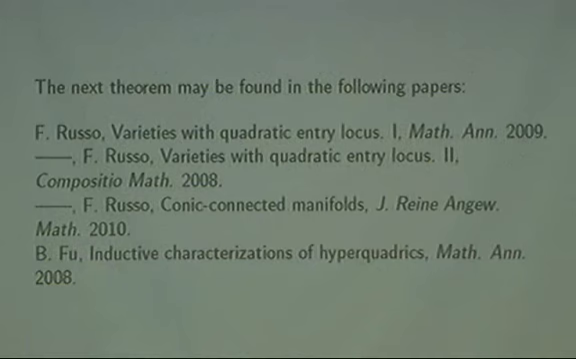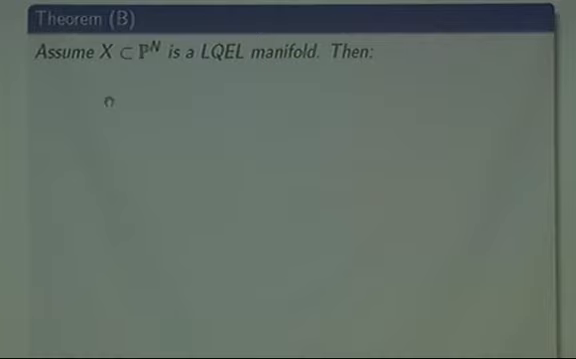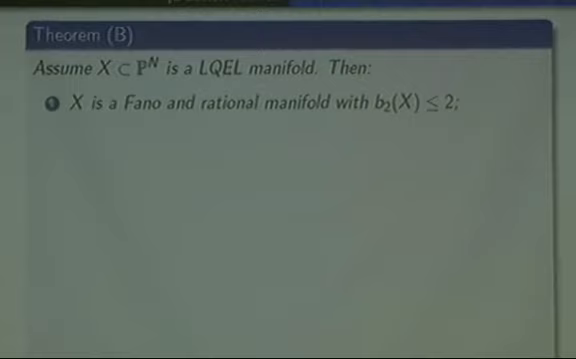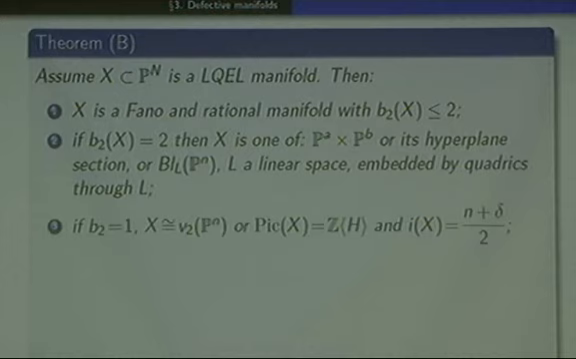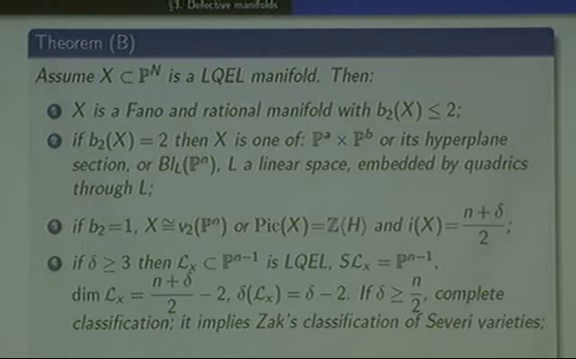So the next theorem, well, that's not so interesting, may be found in these papers. These manifolds have rather striking properties. For instance, they are Fano and rational, and the rank of the Picard group is at most 2. The case when it is 2 is completely described. There are only 3. Then the difficult case, as usual, is when the Picard group is cyclic, when either you have the second Veronese, or it is a Fano whose index is given by this. This should also remind the experts of some interesting things, because it tells that n and delta have the same parity.